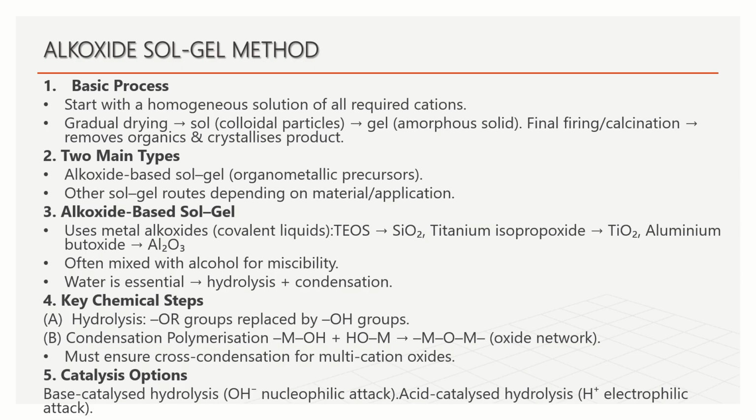These are covalent liquids, so they mix well with alcohols. And we add water, usually along with a little acid or base, so that hydrolysis occurs. So one of the key steps is hydrolysis. The OR groups are replaced by OH groups, and this produces molecules like Si(OR)3OH and Si(OR)2(OH)2, and so on.